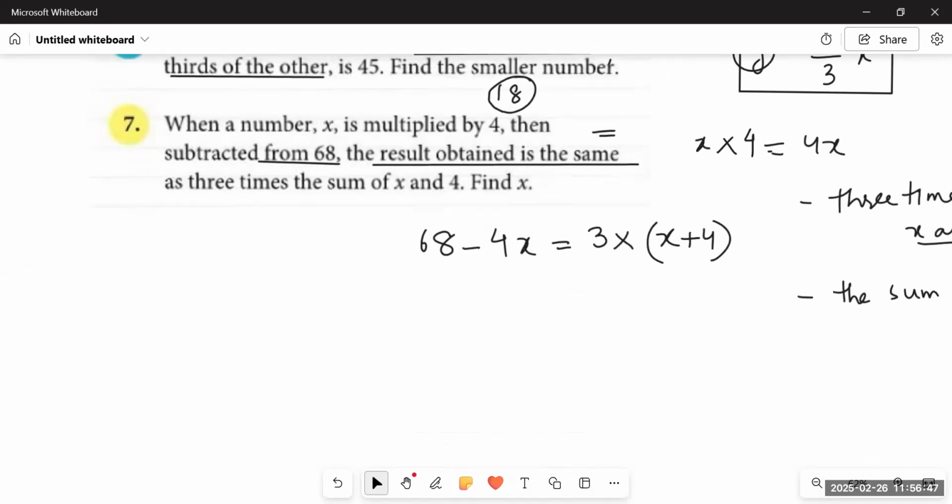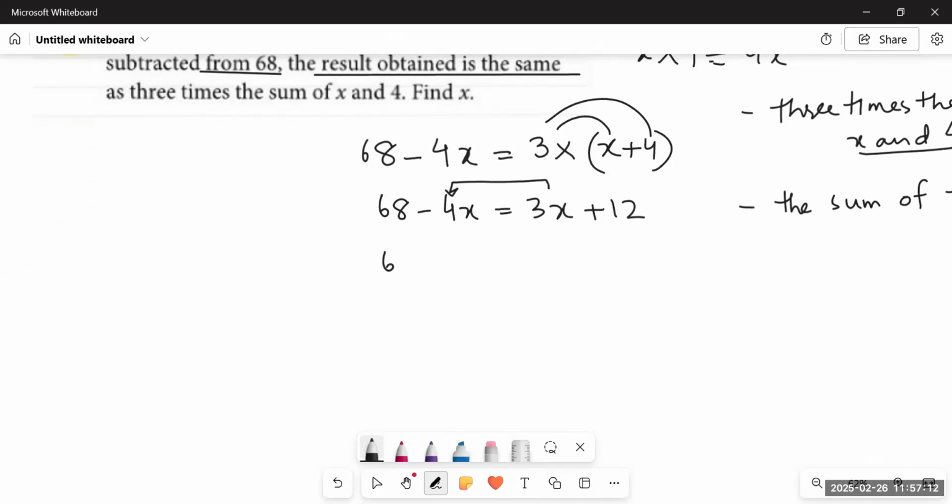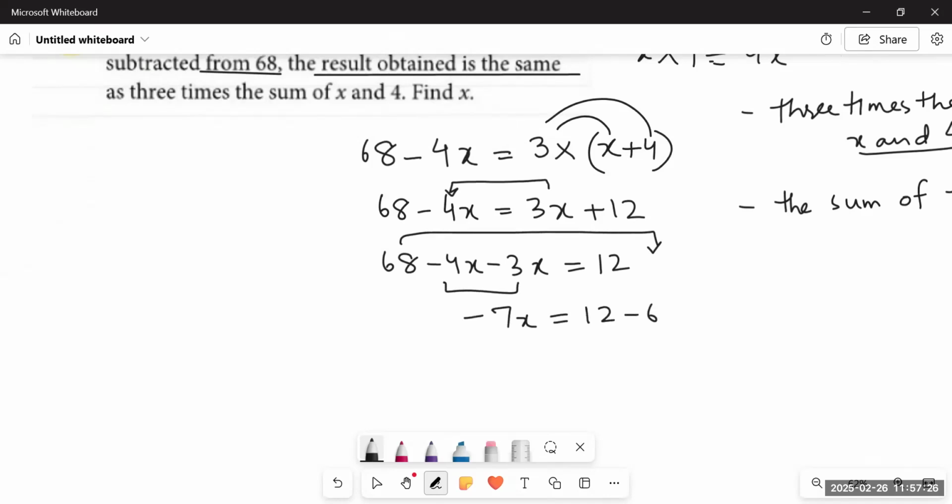After doing this, we have come up with an equation. Now all we need to do is to solve it. So let's see how to solve it. 68 minus 4x couldn't be simplified further since both are unlike terms. But on the other hand, we will have 3 multiplied by x plus 4, where we'll apply the distributive law. It becomes 3x plus 12. After that, we will shift this 3x to the left-hand side. So it would be 68 minus 4x minus 3x is equal to 12. And then I'll shift this 68 to the right-hand side. So minus minus plus, it will give me minus 7x is equal to 12 minus 68.